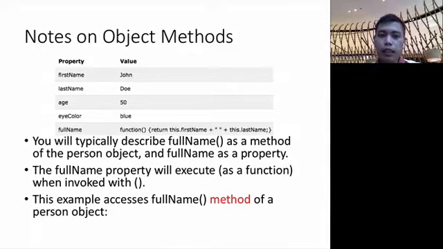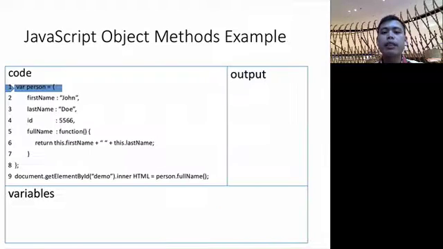As you can see, the table is presented again, and you would typically describe fullName() as a method of the person object, and fullName as a property. The fullName property will execute as a function when invoked with the parentheses. This example accesses the fullName() method of a person object. We will go through an example in the following slide.